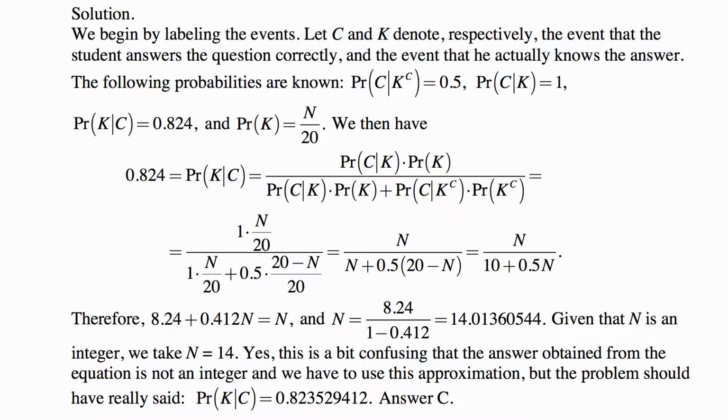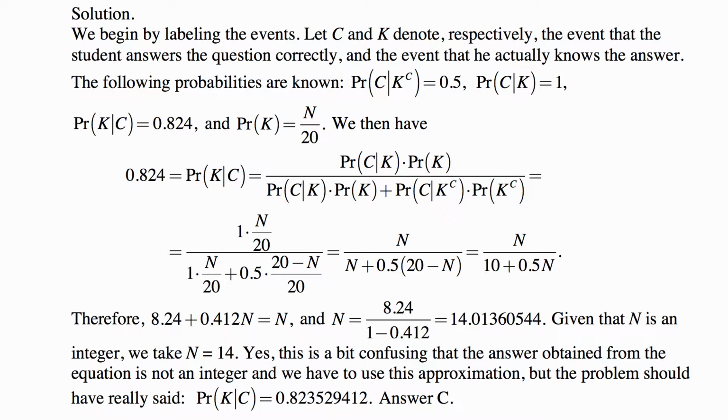And then we know the entries in here. The top is 1 times n over 20, and the bottom is 1 times n over 20 plus 0.5 times (20 minus n) over 20, or 1 minus n over 20, which you would then put in parentheses, but that's the same thing. So we multiply the top and the bottom by 20, and we get n over n plus 0.5 times (20 minus n), which is n divided by 10 plus 0.5n.